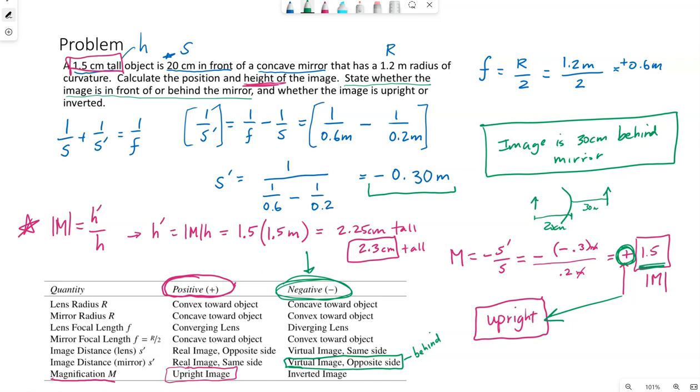Ultimately, probably the most challenging part of these questions is understanding and using this table. So I highly recommend using this table as you are solving problems so that you can make sense of the answers you're getting.